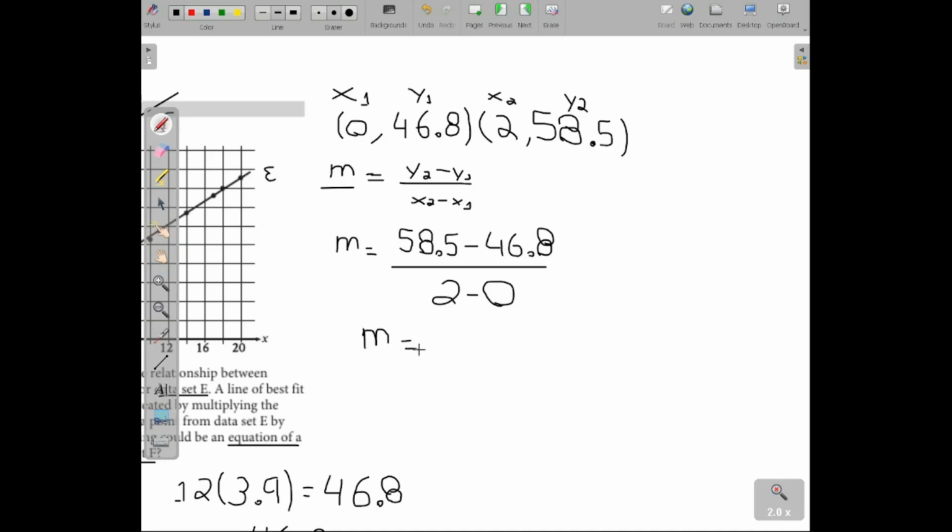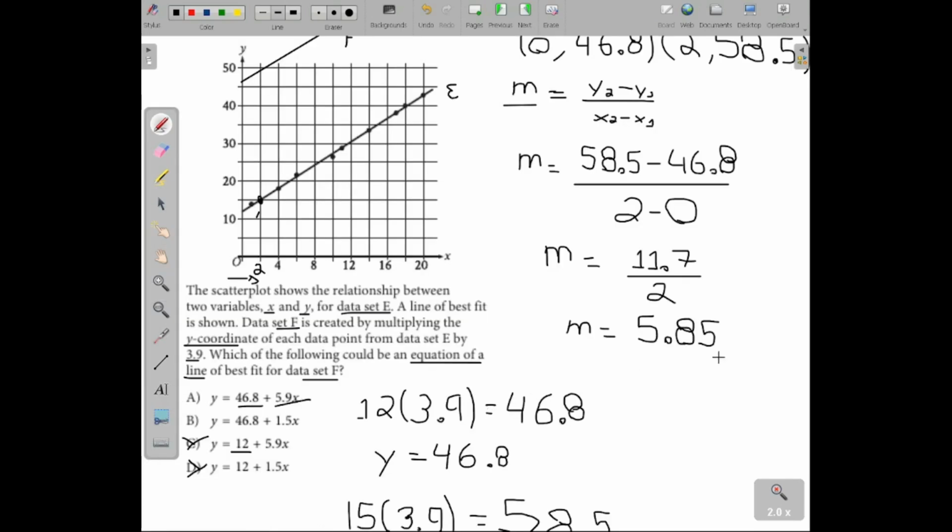So the answer is 58.5 minus 46.8 divided by 2. So finally the slope is equal to 11.7 divided by 2, which is 5.85, close to 5.9. So our slope can be 5.9.